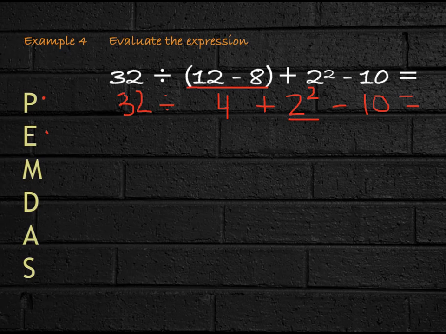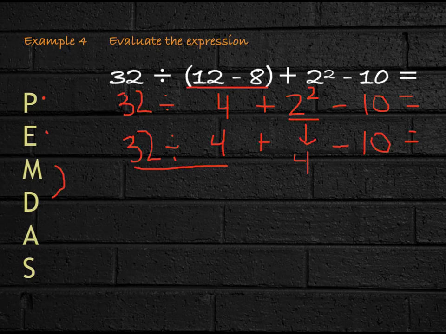Okay, now, next thing on our list of things is, do we have any exponents? And we do. 2 squared, so let's bring that answer down. 2 squared would be 4. And now we can copy down the rest of the problem. 32 divided by 4 plus the answer that we just got, minus 10.